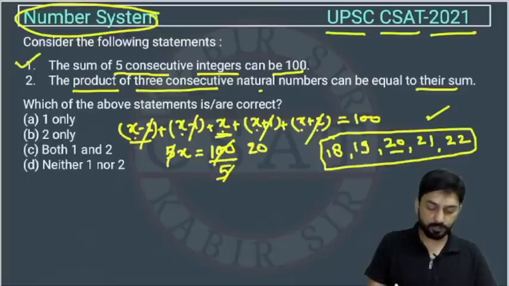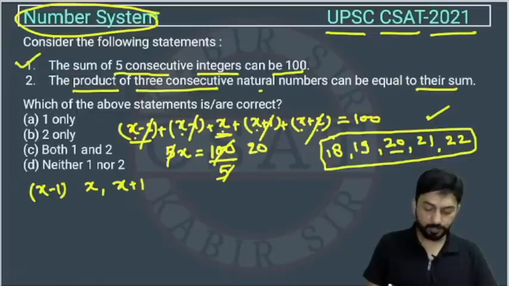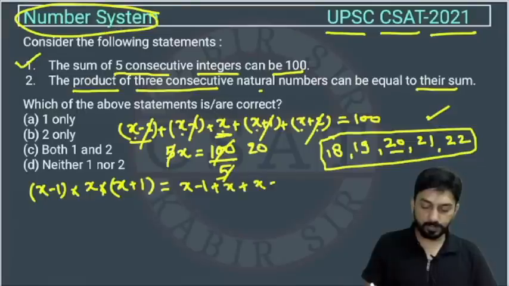The product of 3 consecutive natural numbers can be equal to their sum. So similarly, I will consider 3 numbers, consecutive numbers like this, right? x minus 1, x, x plus 1. So now they have given that the product of these consecutive numbers, right, can be equal to their sum. So their sum will be x minus 1 plus x plus 1. This plus 1 will cut this minus 1. So this will be 3x.